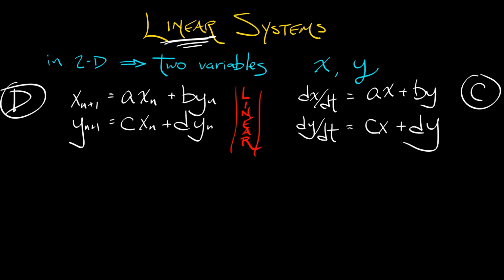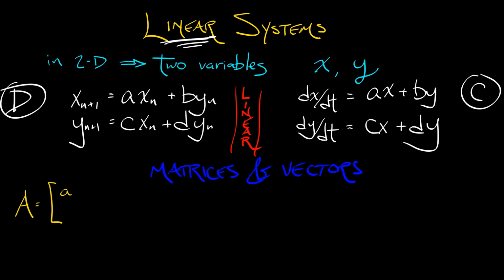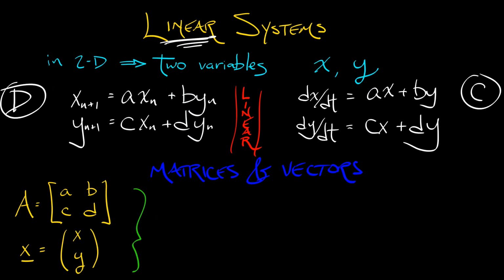Now, we can work with those representations, or we can use the language of matrices and vectors. And of course, that's going to be the way to go. If we pack these four constants, a, b, c, and d, into a matrix, call it capital A, and if we pack our variables x and y into a vector, let's call it x, with a little underline. Sorry for the confusion there. I hope that helps. Then in discrete time, we have the linear system x at time n+1 equals A times x at time n.